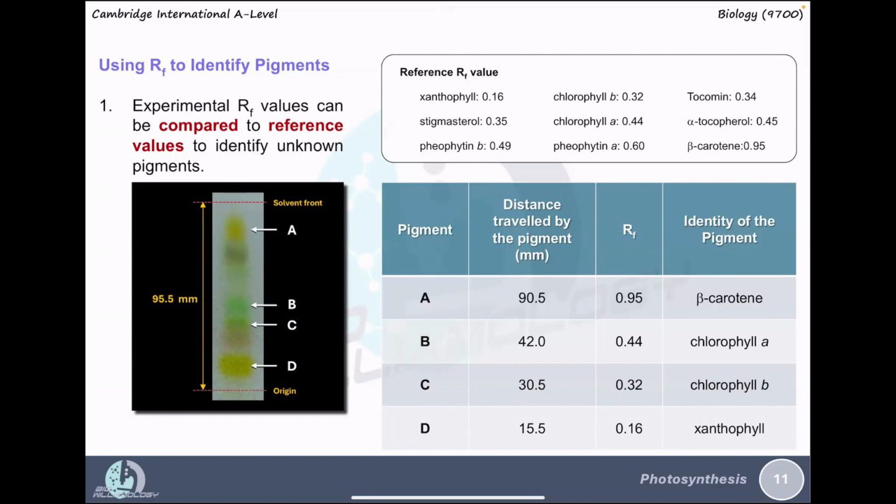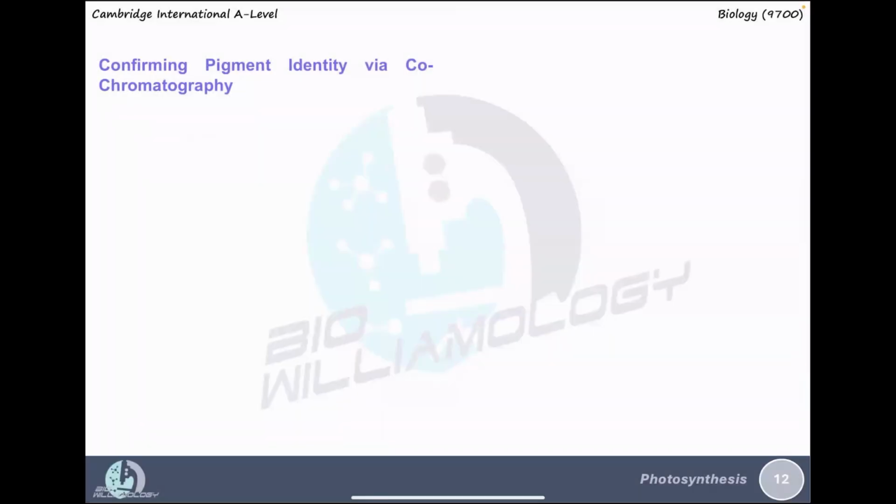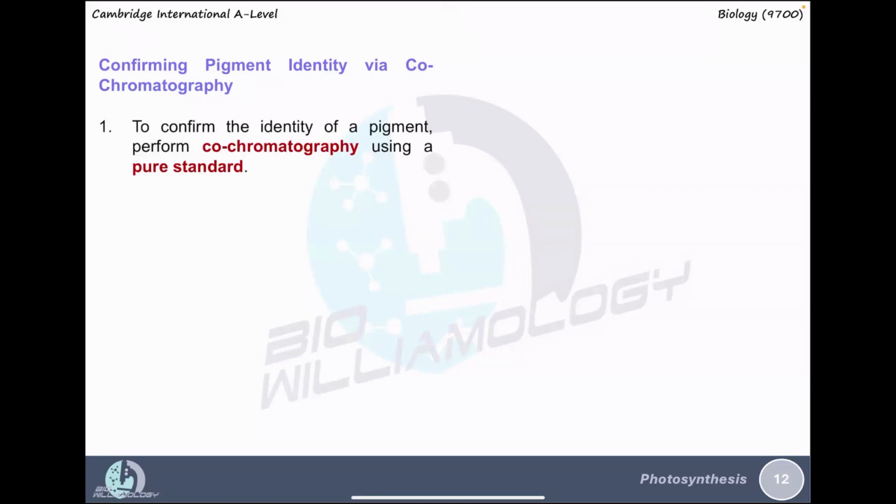For example, chlorophyll A with 0.44 and alpha tocopherol with 0.45. So we might need to further confirm the identity of the pigment. The question is how? To confirm the pigment identity, we can use a method known as co-chromatography. In this method, we will be using a pure standard, a pure pigment in this case. So we can spot the pure pigment. For example, we want to know, can we confirm it is chlorophyll A?